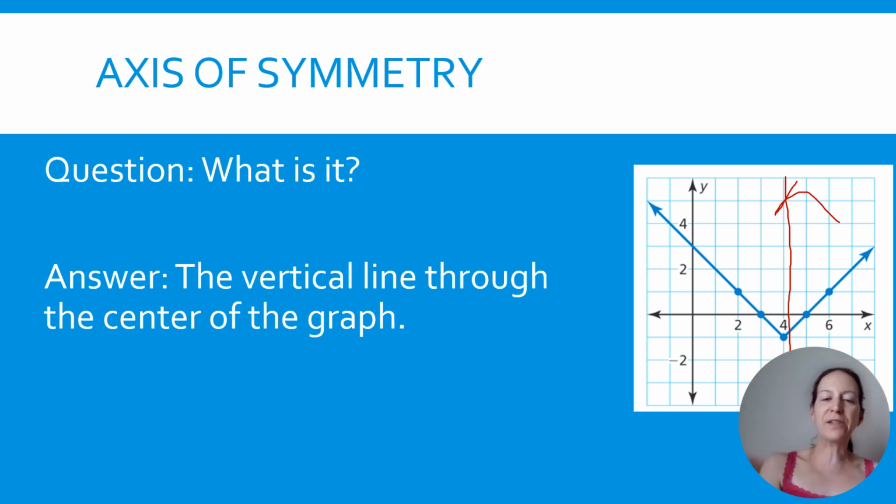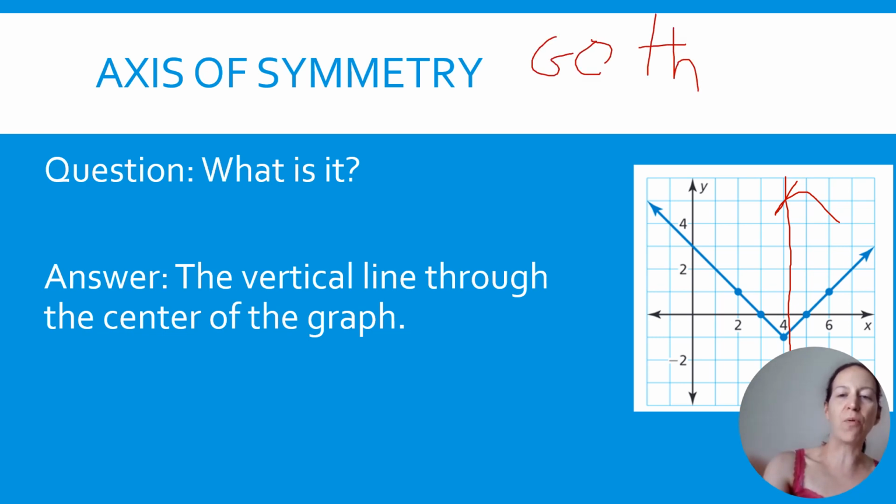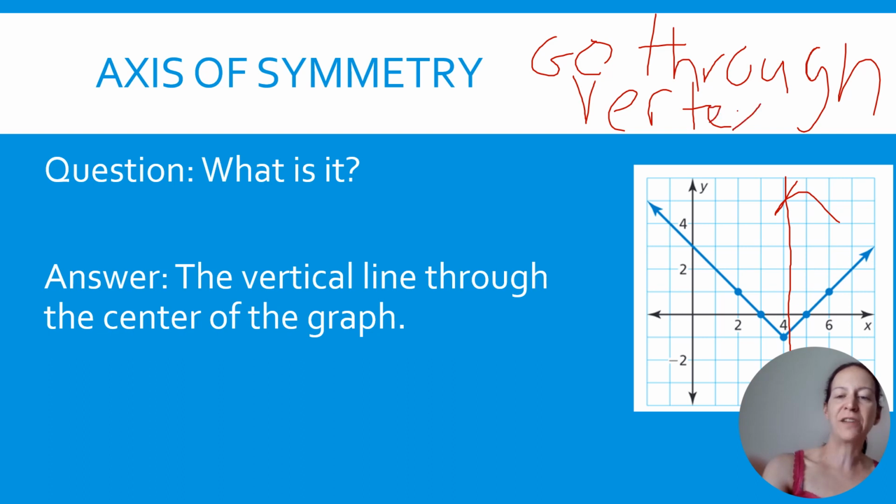And the axis of symmetry will always go through the vertex. Okay, and that's just an important thing to note. So if you've already found the vertex, then you have the axis of symmetry.